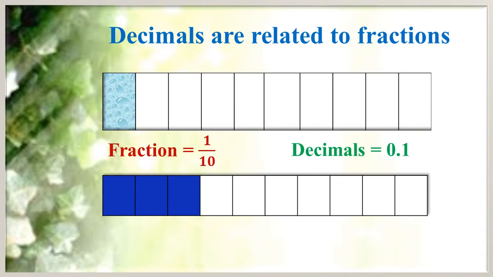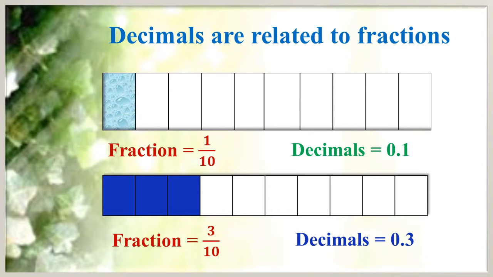Let us see another picture. Here three portions are shaded and in total we have 10 portions. So we can write it as a fraction, that is 3 by 10. Let us see the decimal. Yes, that is 0.3.